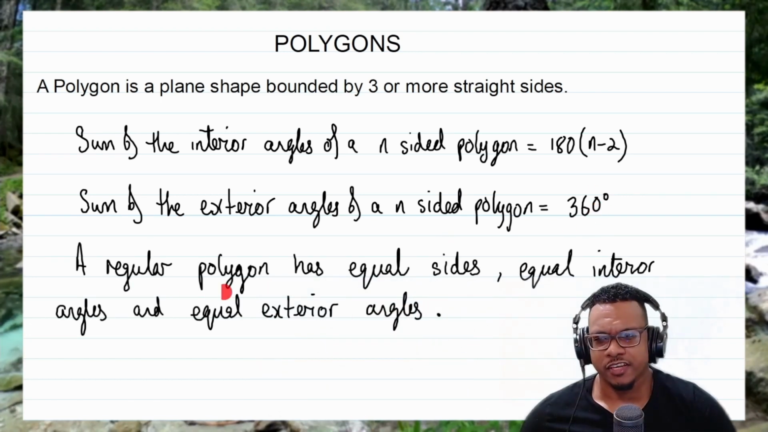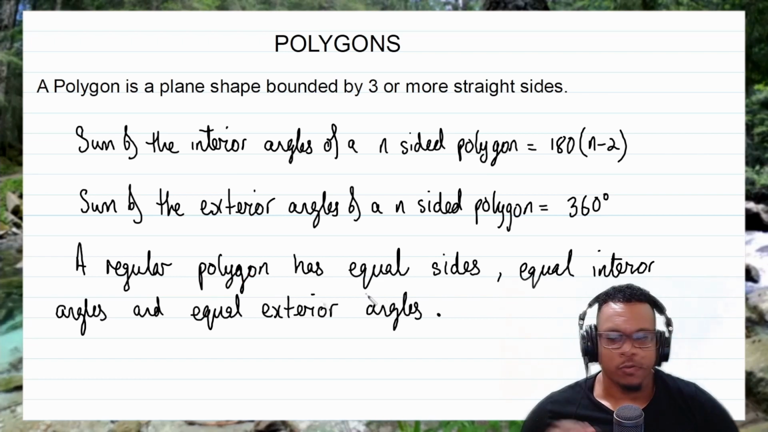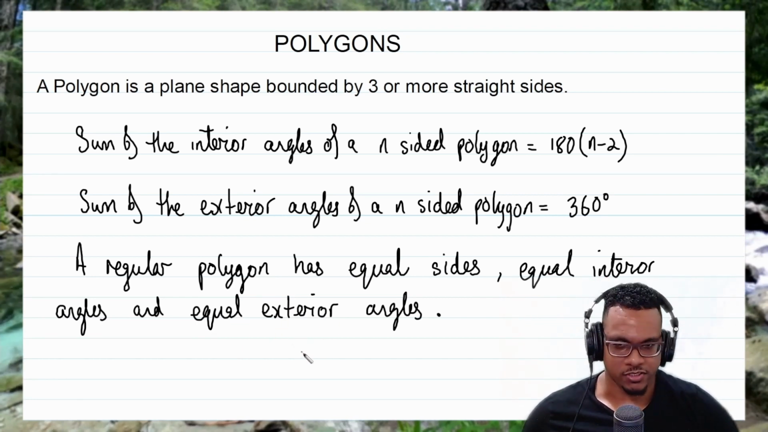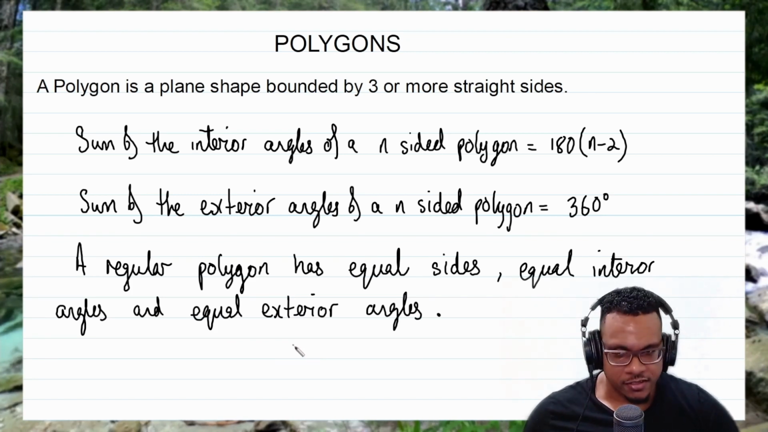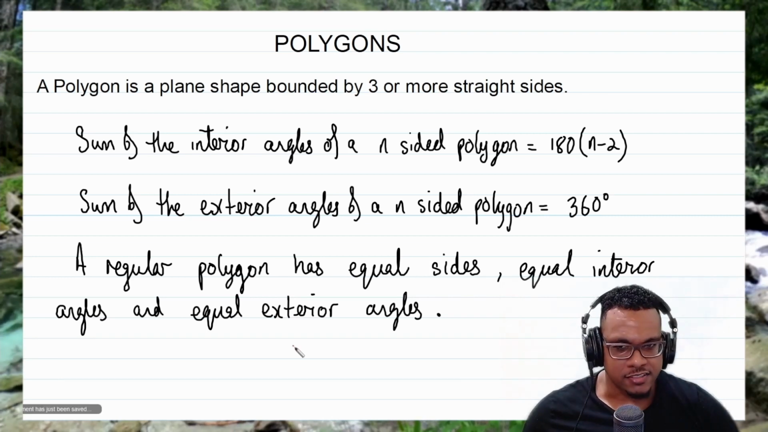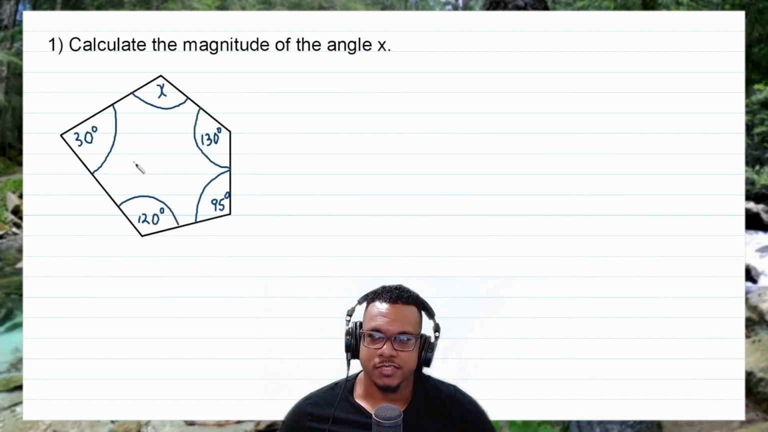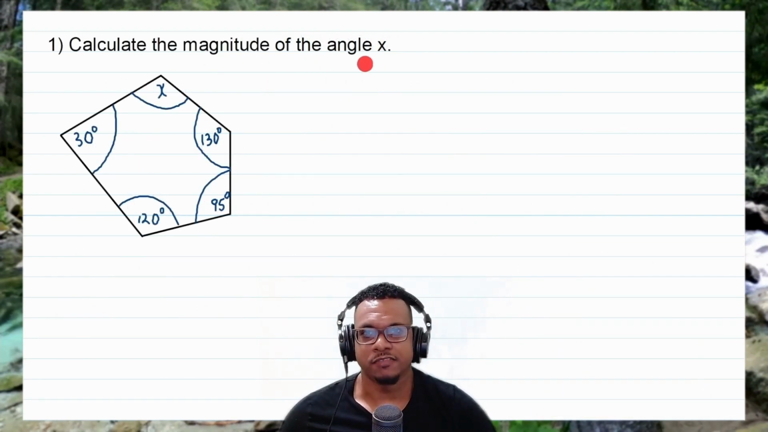So when you hear the words regular polygon, whether it be a triangle, quadrilateral, pentagon, or hexagon, regular polygon means the sides are equal in length, the interior angles are equal in magnitude, and the exterior angles are equal in magnitude. So therefore, an irregular polygon would have sides with different lengths, interior angles with different magnitudes, and exterior angles with different magnitudes.